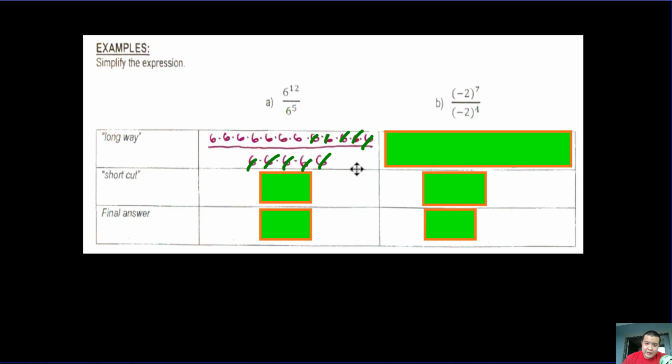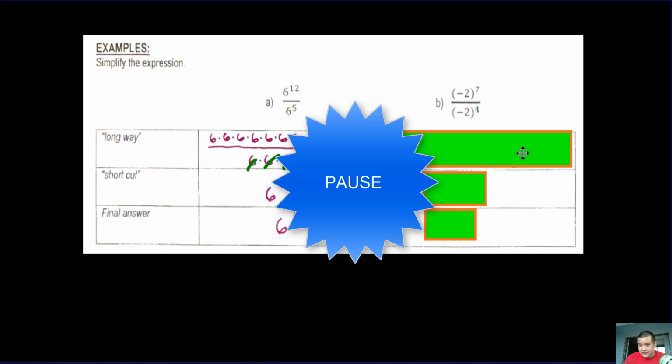And then the shortcut way is 6 to the 12 minus 5. Finally, we get 6 to the 7th because 12 minus 5 is 7, and we can see that we have 7 sixes right here. Go ahead and try this side on your own.